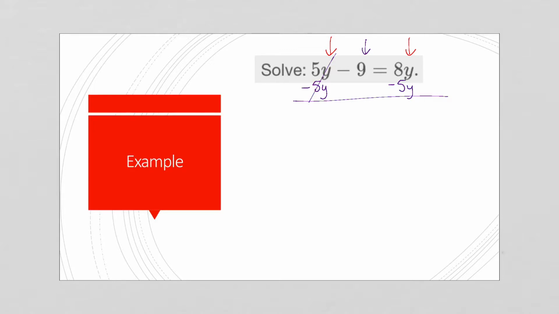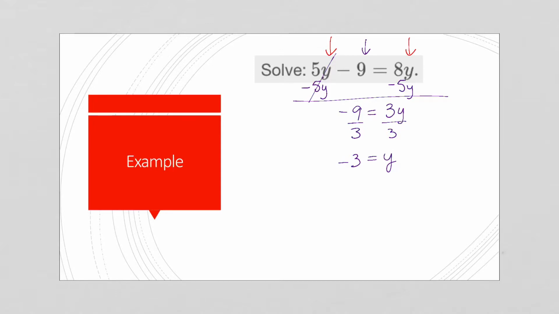So now I'm left with negative 9 on the left. 8y minus 5y is 3y. And now I divide both sides by 3. And I get negative 9 divided by 3 is negative 3 equals y.